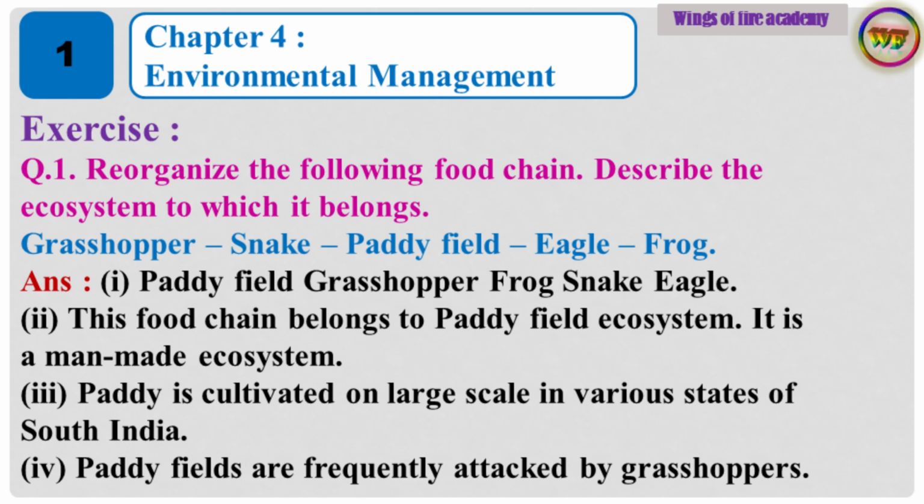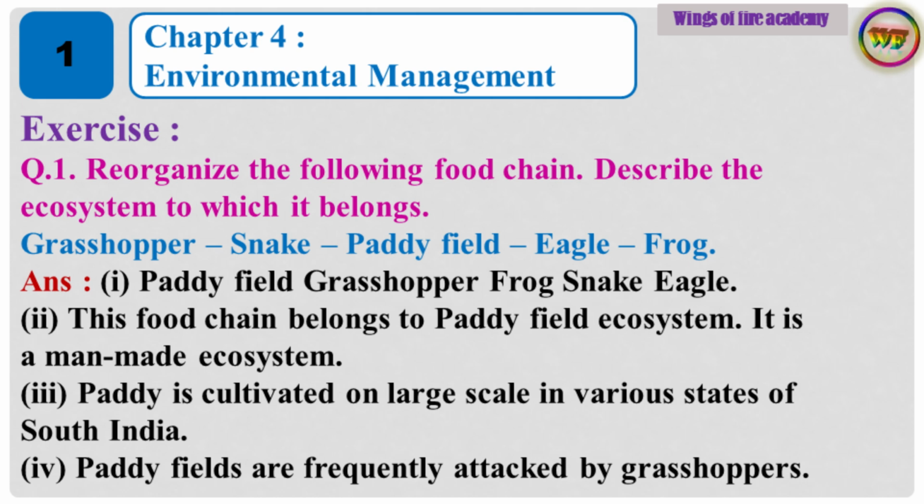Exercise. Question 1. Rearrange the following food chain. Describe the ecosystem to which it belongs. Grasshopper, snake, paddy field, eagle, frog. Answer. Point 1. Paddy field, grasshopper, frog, snake, eagle. Point 2. This food chain belongs to the paddy field ecosystem.